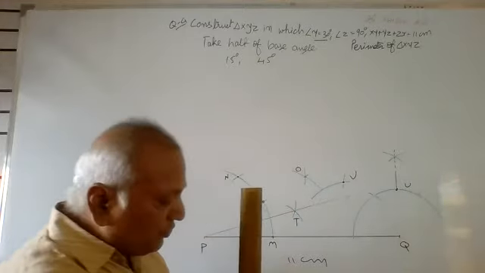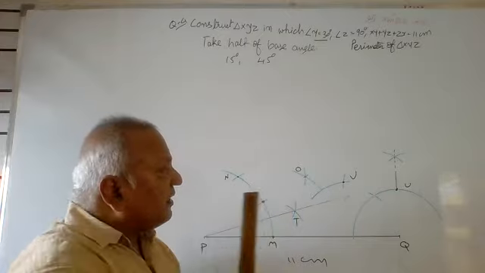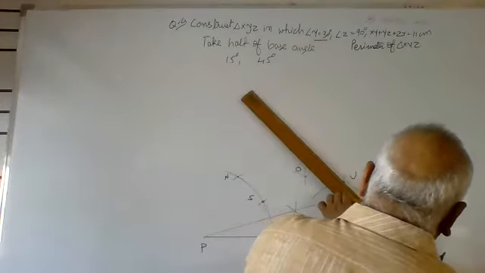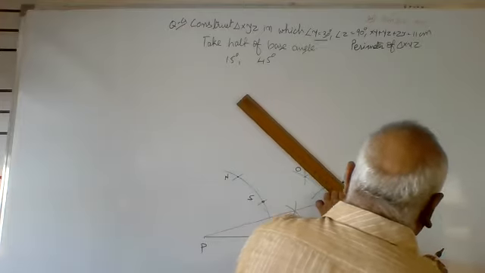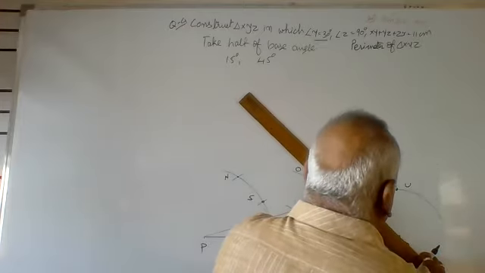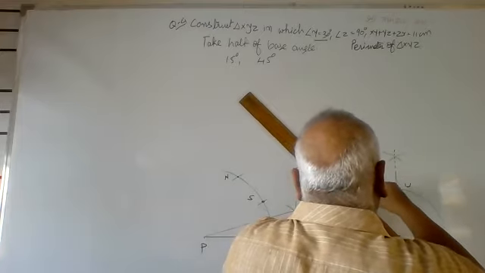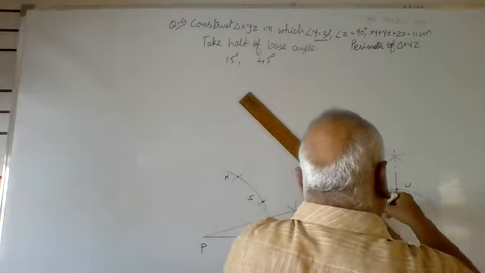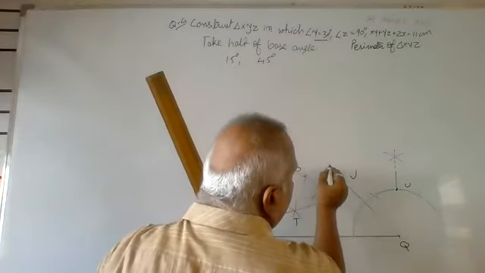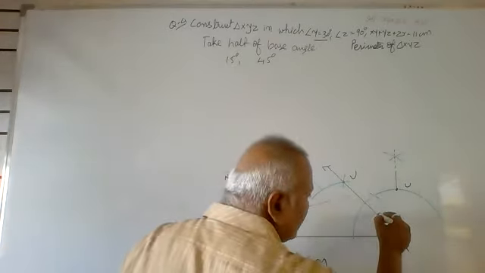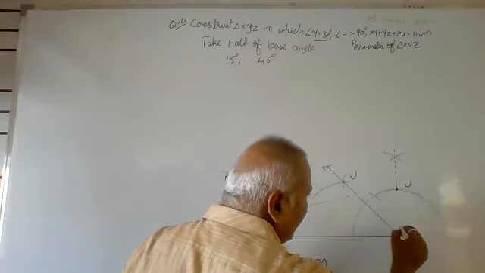So join Q and V. I will join Q and V. This is Q, this is V. You can see Q and V I have joined. I hope you can see this Q and V properly.